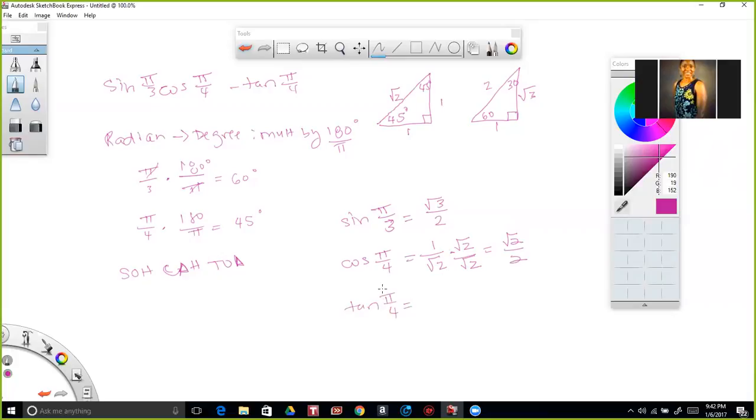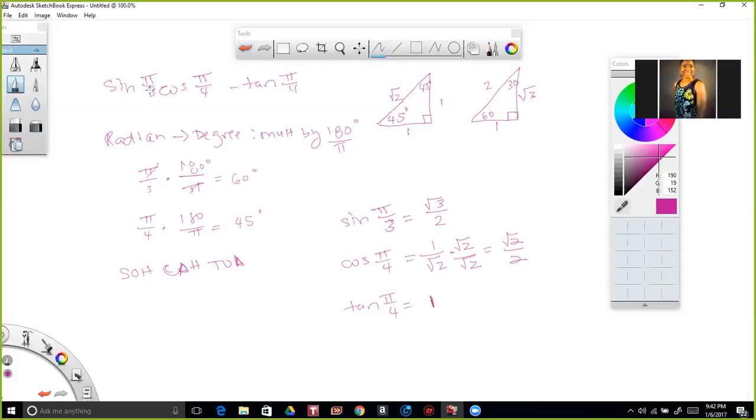Again, this is dealing with the 45-degree angle, so we're looking at this triangle here. Tangent is dealing with the opposite over the adjacent, okay? And so if I still focus on this one, the opposite is 1, the adjacent is 1, so that's still 1.